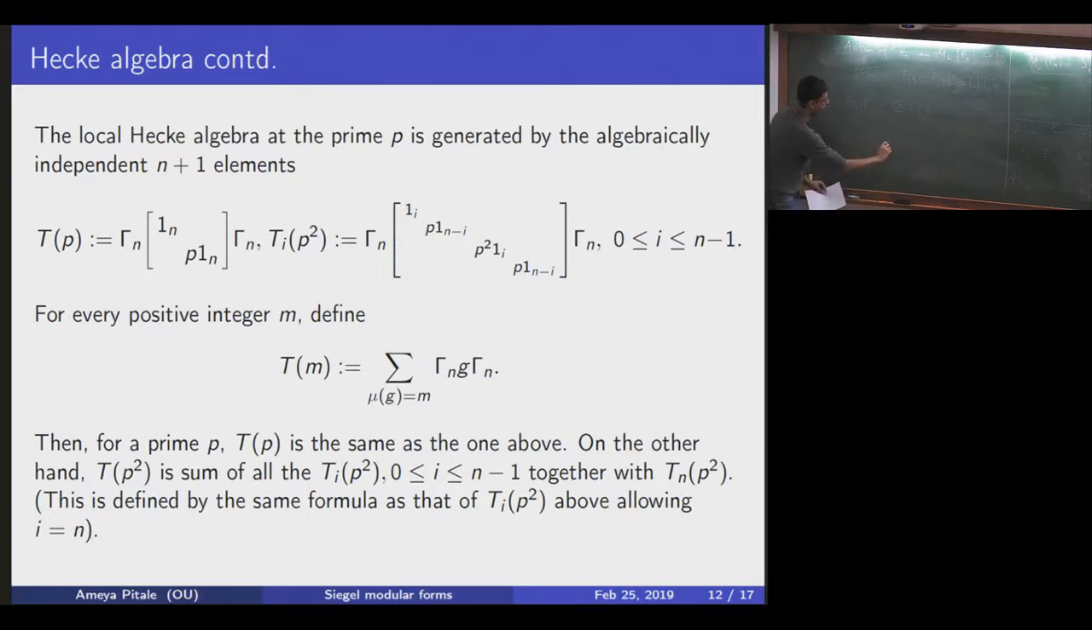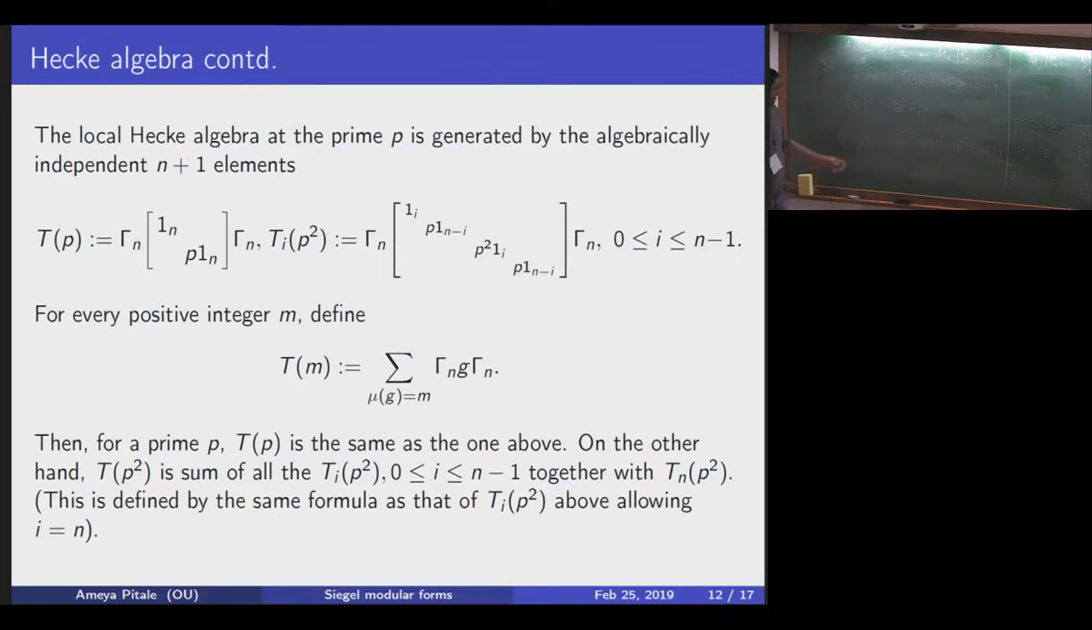And F slash k g applied to Z is essentially F evaluated at g applied to Z. You take the determinant of CZ plus D to the minus k. And you also have a factor corresponding to the similitude, to the power nk minus n times (n minus 1) over 2.